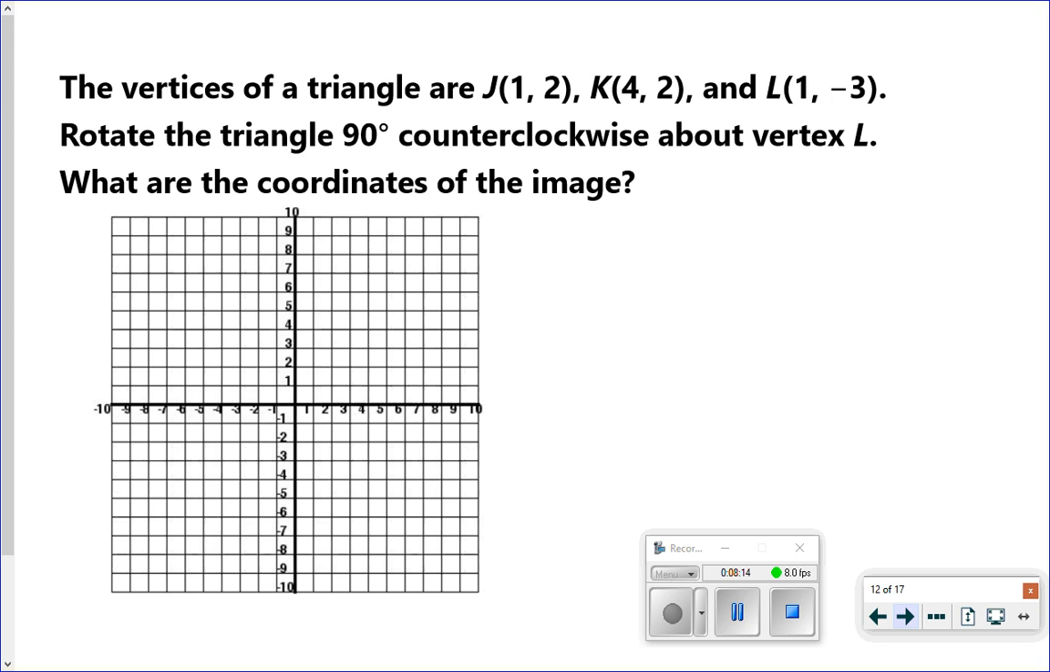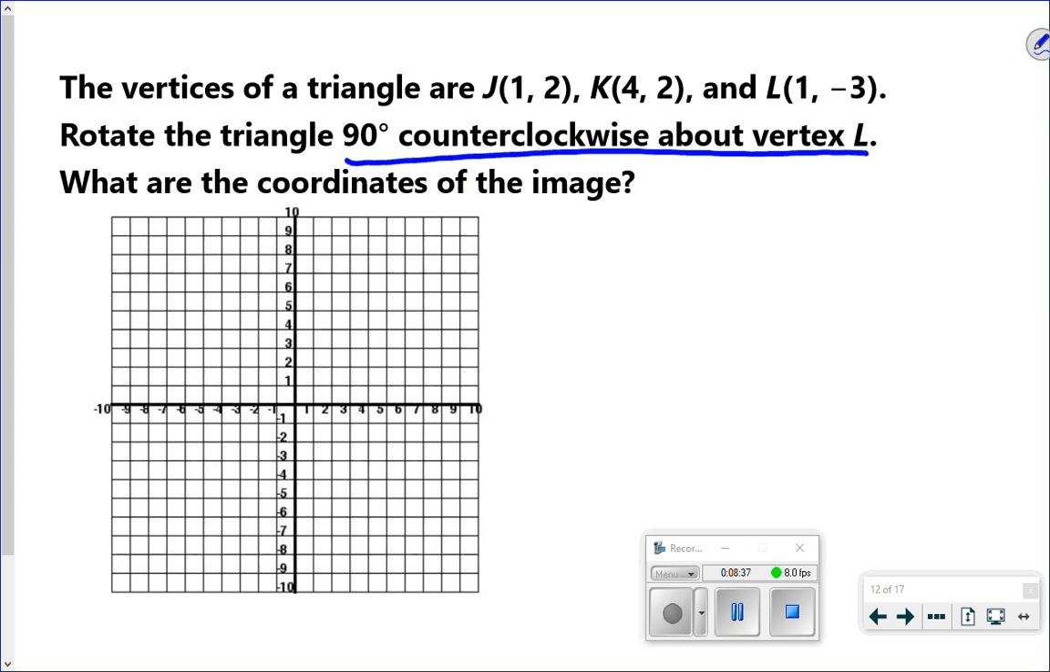Okay, our next problem, let's take a look at it. So we have a triangle here. They give us the vertices, and it tells us to rotate the triangle 90 degrees counterclockwise around vertex L. So here they're telling us how many degrees, they're telling us what direction, and they're telling us the center of rotation. So this one does give us the point instead of the origin. And then it says what are the coordinates of the image.